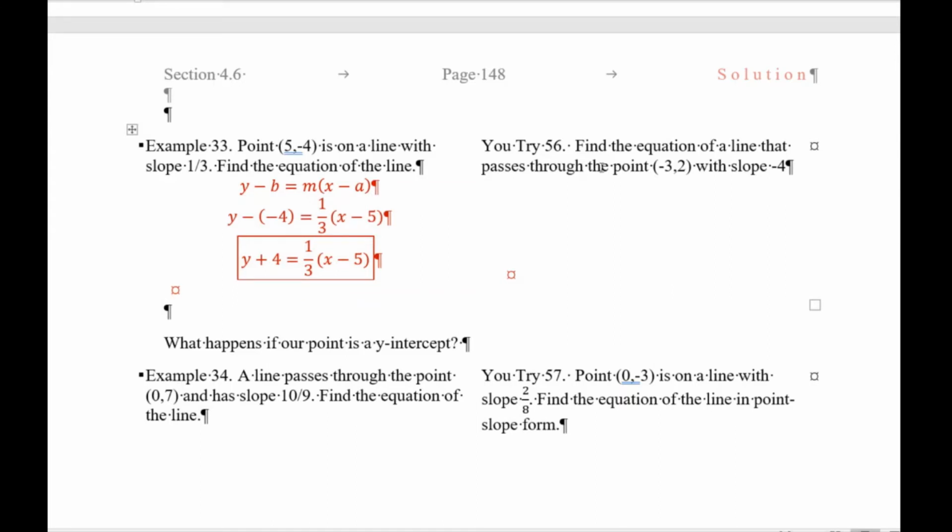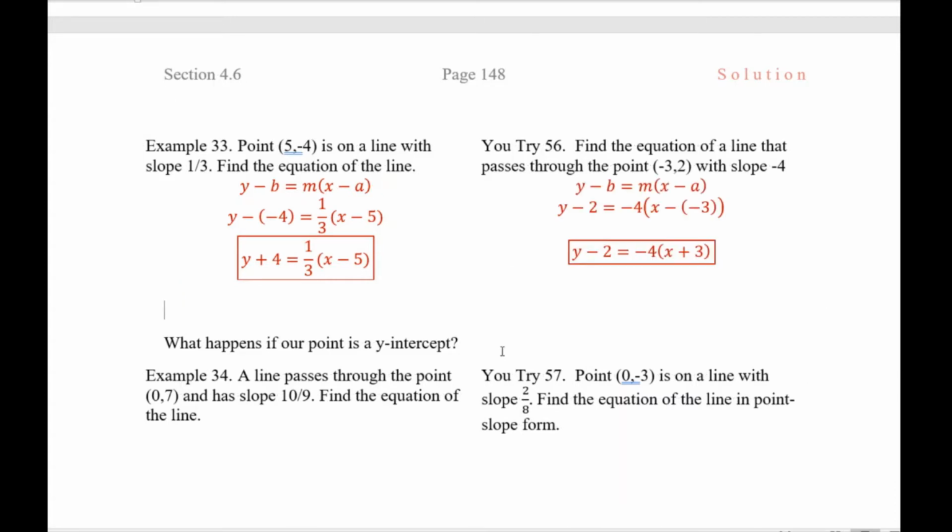Now you try 56. Find the equation of a line that passes through the point (-3, 2) with slope -4. Pause here, try it on your own, and then come back and compare your answers to mine. Here, I wrote down the point-slope form, and then I replace the values b, which is my y-coordinate, with 2, a, which is the x-coordinate, with negative 3, and m, which is the slope, with negative 4. From here, I simplify, subtracting a negative by addition, and I box my answer.